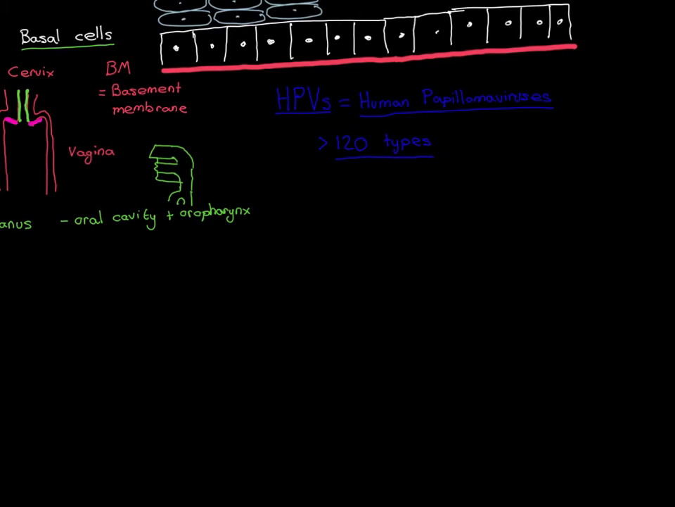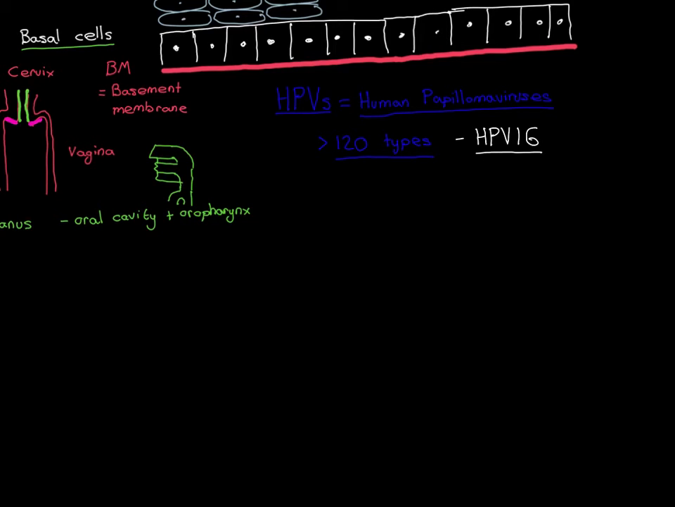So, how do you actually name these different human papillomavirus types? Well, thankfully, there's a very simple naming system. All you do is you put a number after HPV. So HPV 1 is type 1 human papillomavirus. HPV 16 is type 16 human papillomavirus. So that's just how you name human papillomaviruses. You put a number after HPV. So this is the way that we name the different types.